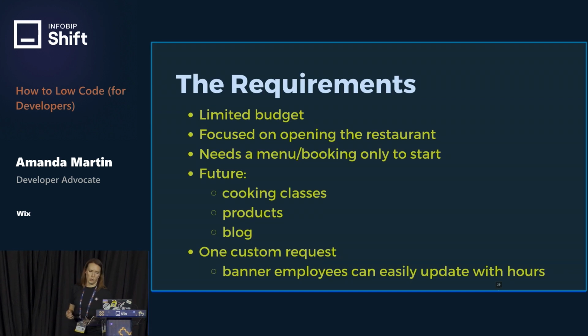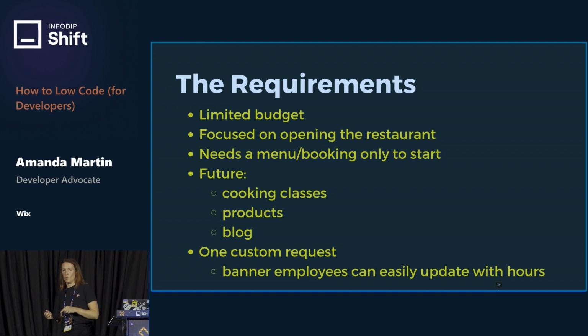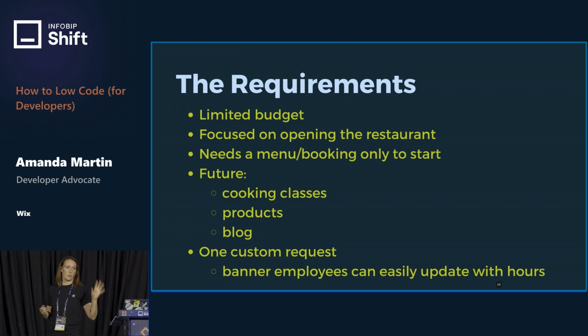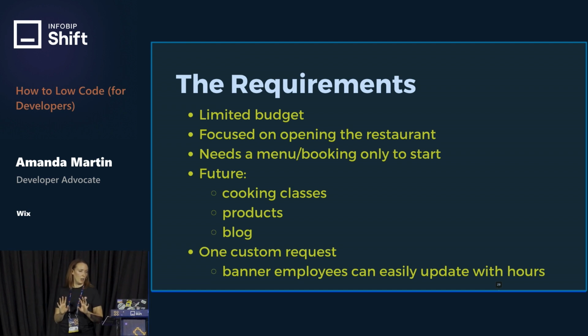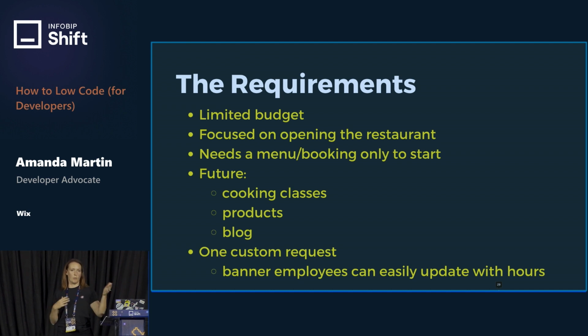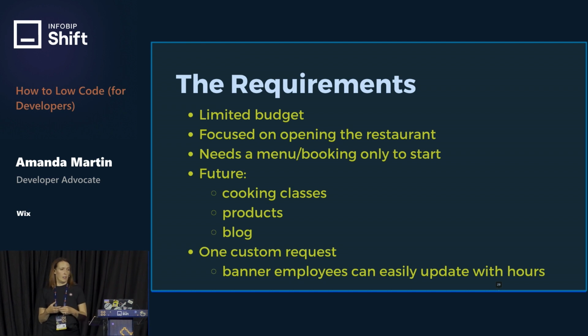So the first thing you would want to do is gather the requirements, of course, like anything. Now, you might not be the one gathering the requirements. In a relationship like this, where you have a client and a freelancer, you might be gathering your own requirements, unless you're working with a team. But if you're on a dev team, you might have a product manager doing that. But at some point, you're going to get requirements. In this case, it's limited budget. There's a focus on opening the restaurant itself. It, again, needs only a menu and booking to start.